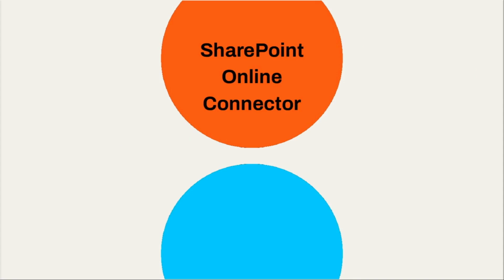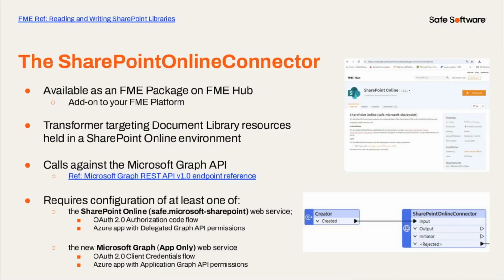So now we'll take a look at the next integration method, which is the SharePoint Online connector. The SharePoint Online connector is available as an FME package on FME Hub. So this means that this connector is an add-on to your FME platform, so something that needs to be installed in addition to your FME Form and Flow. You can see the SharePoint Online package's information page shown in the top image there on screen, and that's where you can download it directly from.